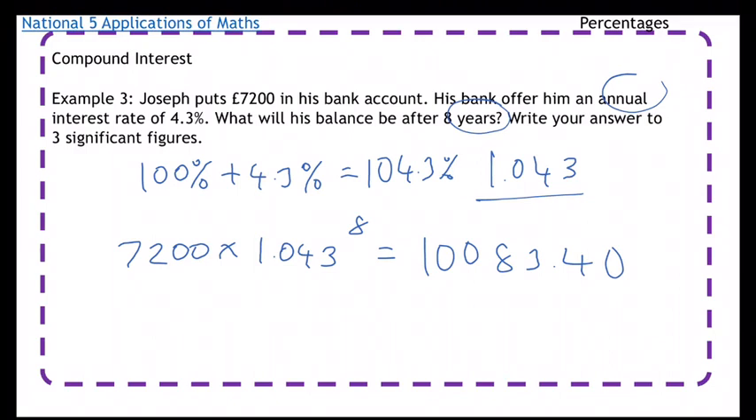Then what we need to be careful of is to write it to 3 significant figures. So rounded in between the second 0 and the 8. The 8 makes that 0 become a 1. So it's 101, or £10,100.